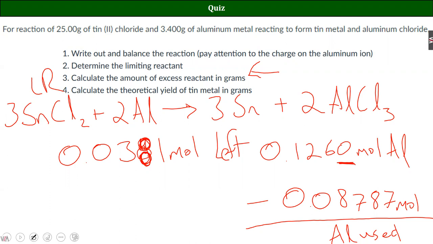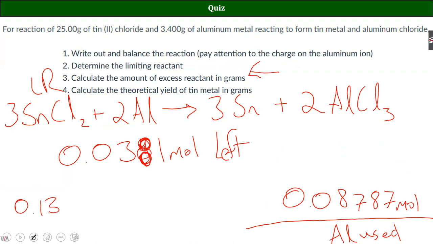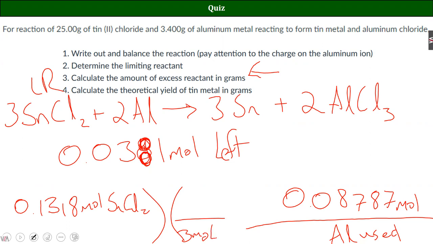So when we used up all, tell those numbers one more time. Moles tin 2 chloride. We said, okay, let's say we're gonna use all of that up. And every time we use 3 moles, it uses 2 moles of the aluminum. And that gave us the 0.08 number, right?